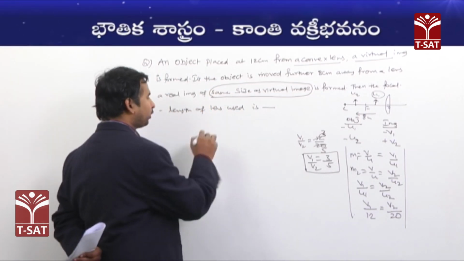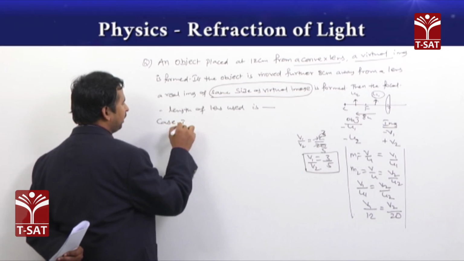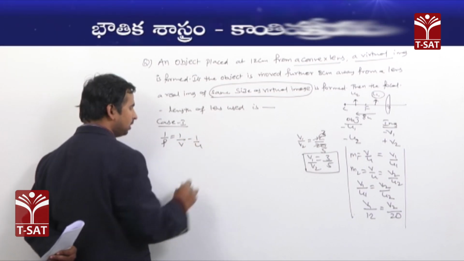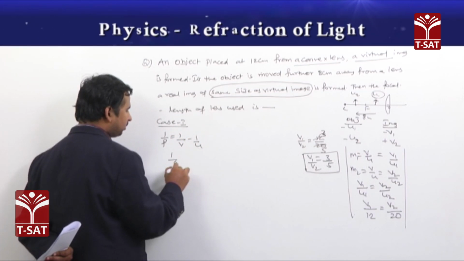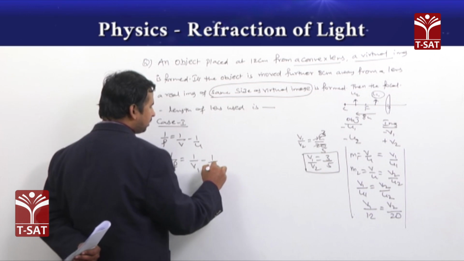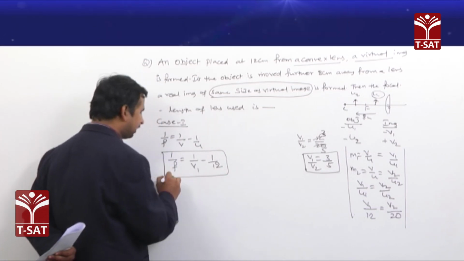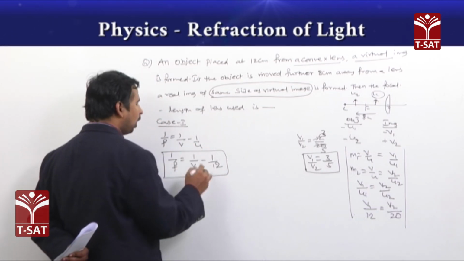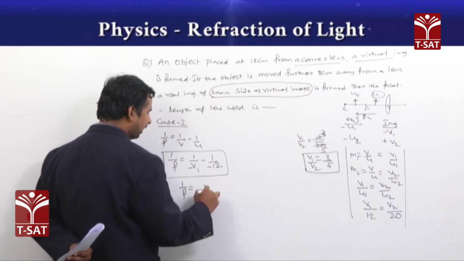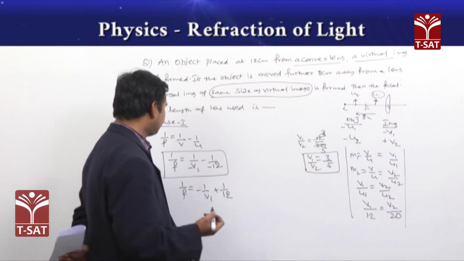Now, following the lens formula, in case 1, where a virtual image is formed, 1 by F is equal to 1 by V minus 1 by U, where V1 is the image distance and the object distance is 12 centimeters. If you apply the sign convention, the object distance is negative and V1 is also negative. Then 1 by F is equal to minus 1 by V1, and minus of minus gives plus 1 by 12 for the first case.